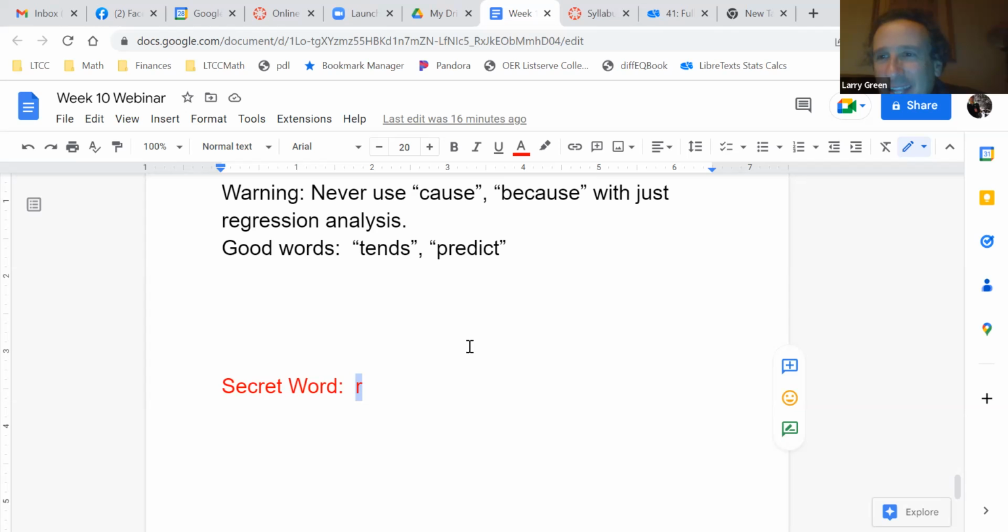You didn't know this was a private class? A pirate. Oh, R. Because R. Sorry, I didn't get that right away. Okay, yeah. But this R is talking about correlation, not the pirate R.